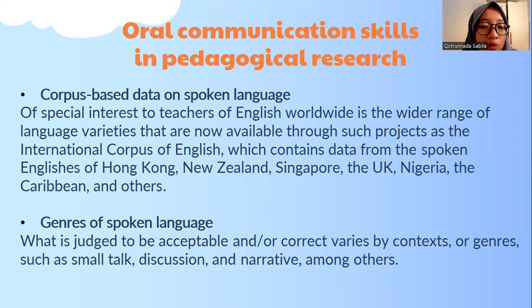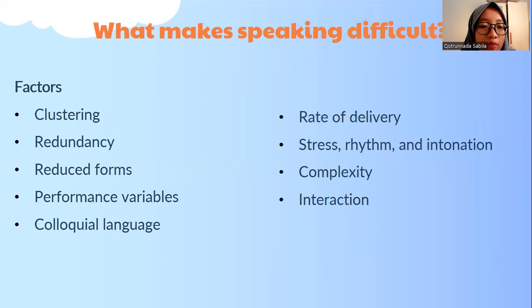And the genres of spoken language. Finally, research on spoken language has recently attended to a specification of differences among various genres of oral production and how to teach those variations. What is judged to be acceptable or correct varies by context or genre, such as small talk, discussion, and narrative, among others. And then there are factors contributing to difficulty of speaking tasks. The factors are clustering, redundancy, reduced forms, performance variables, colloquial language, rate of delivery, stress, rhythm and intonation, complexity, and interaction.